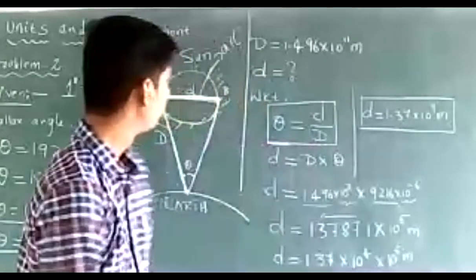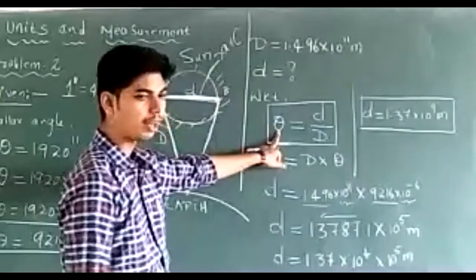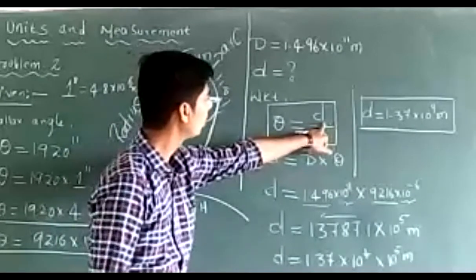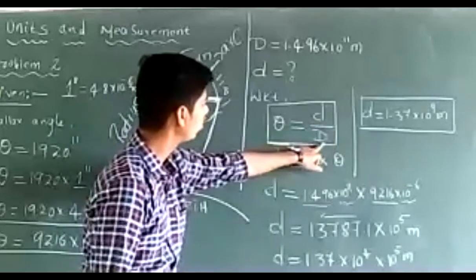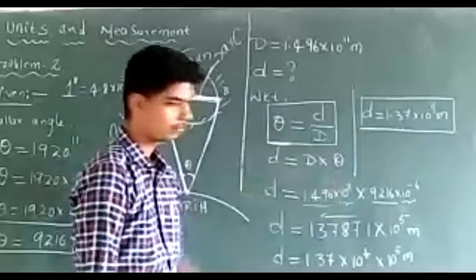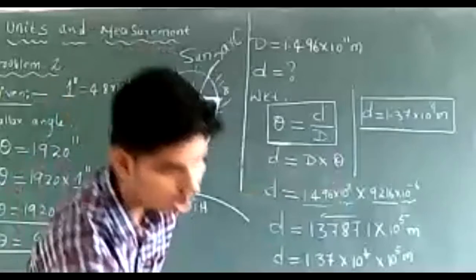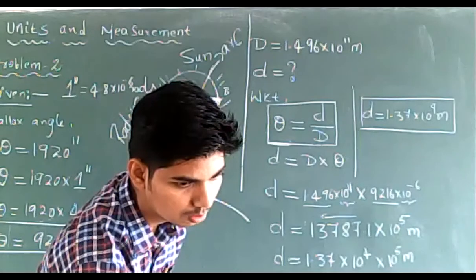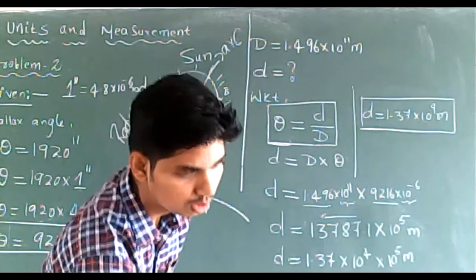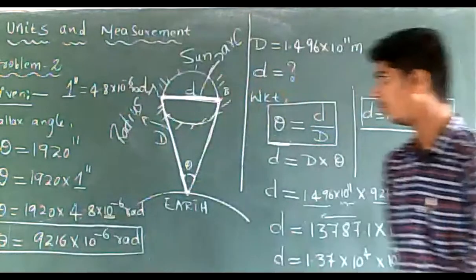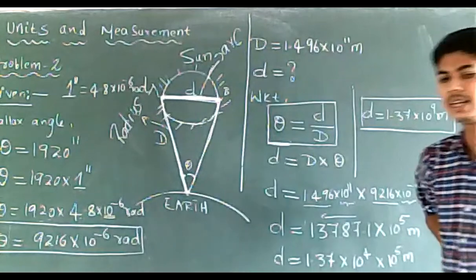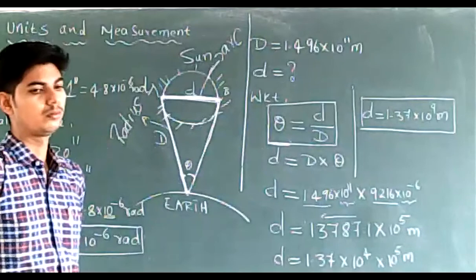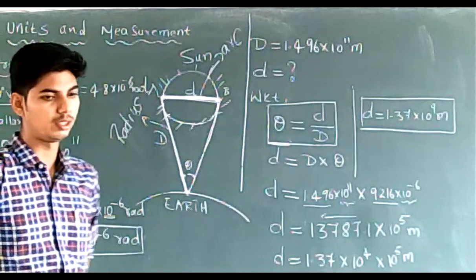Right? So you know the angle, the parallax angle. You know the distance between Earth and the sun, so you can calculate the diameter. b is equal to capital D into theta. So this is how this kind of problem is to be solved. Is this problem clear? How to find the diameter of the sun? Is it clear?